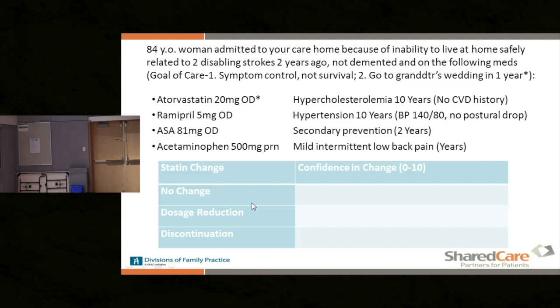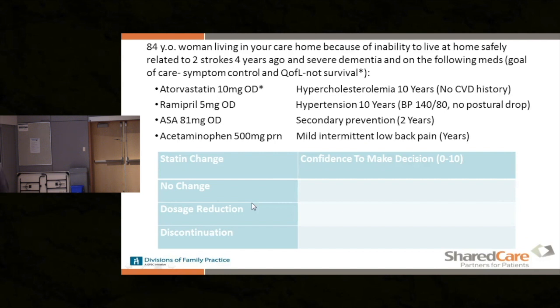All right, last one. So this is a person who's been living in the care home. Now the strokes are 4 years ago, severe dementia. And both care here, for sure, symptom control, quality of life, and a low dose statin. I put that up not because it's a hard answer, because I think most people would discontinue. We'll see what you want to do, but this is what you should expect. People are going to progress this way. This is what happens to our residents.